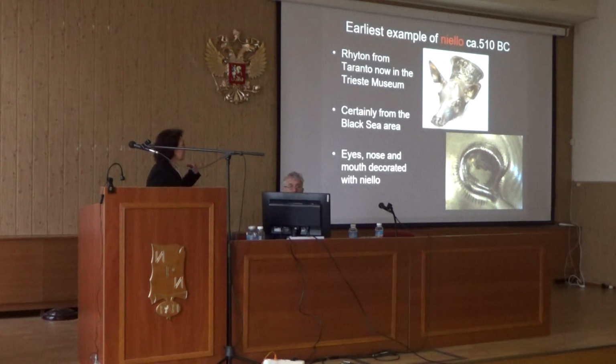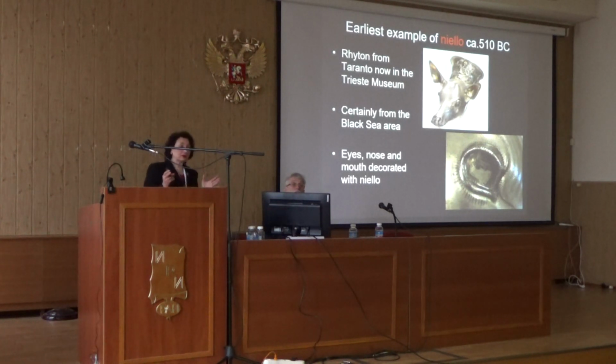This is a Rhyton which is in the Trieste Museum. It comes from Taranto. It was found on excavation in Taranto, in southern Italy, and it was sold to the Trieste Museum in the 19th century. At the time, Trieste was Austrian Empire, and they could buy and sell antiquities. So it is in Trieste, and there I could analyze it.